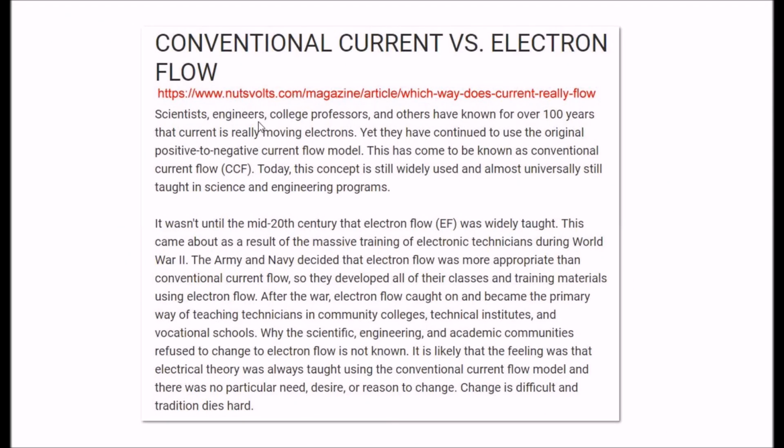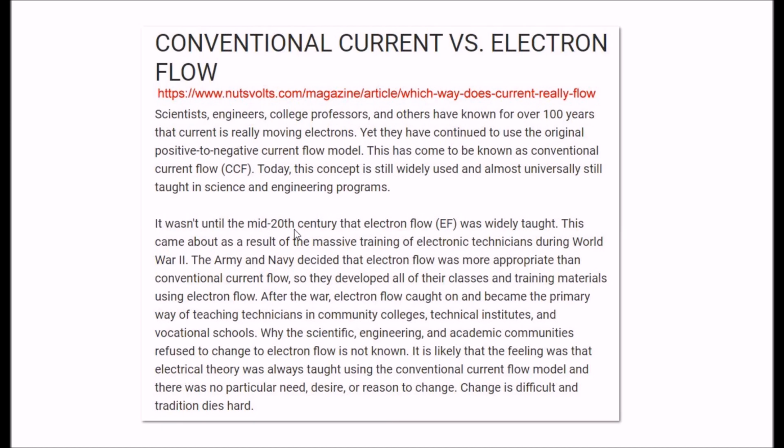Let's note this excerpt from nutsandvolts.com. That's the magazine that a lot of us should be familiar with. To quote Nuts and Volts: scientists, engineers, college professors, and others have known for over 100 years that current is really moving electrons. Yet they have continued to use the original positive and negative current flow model. This has come to be known as conventional current flow, CCF. Today, this concept is still widely used in almost all universities and still taught in science and engineering programs.